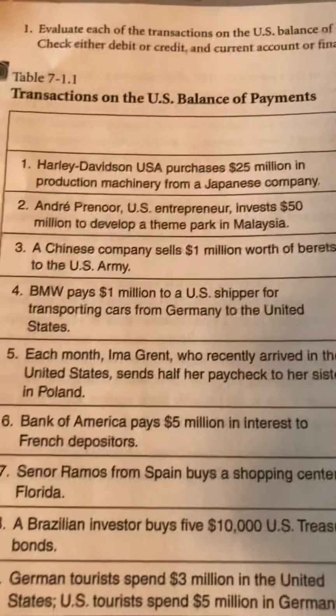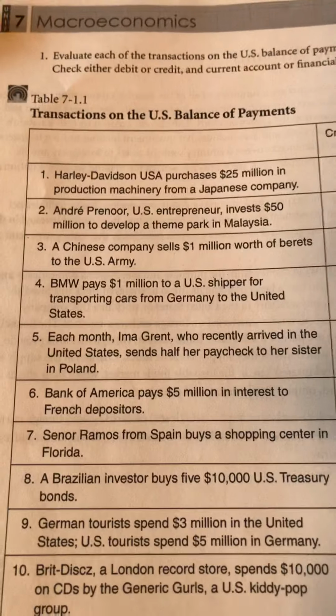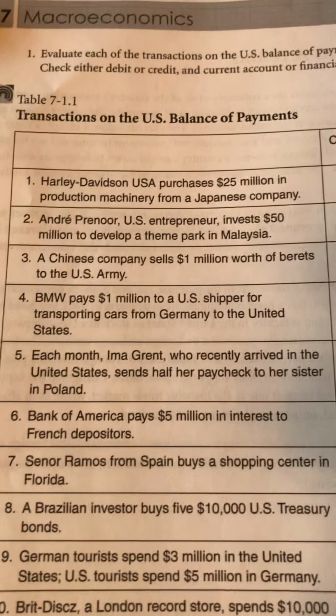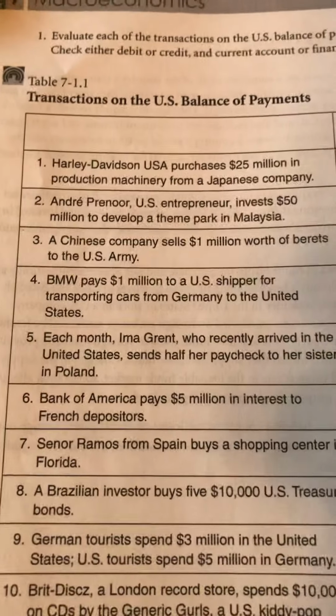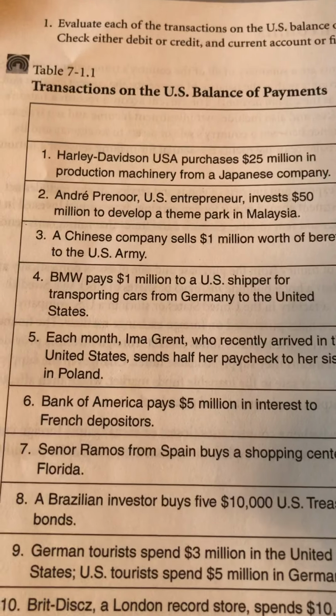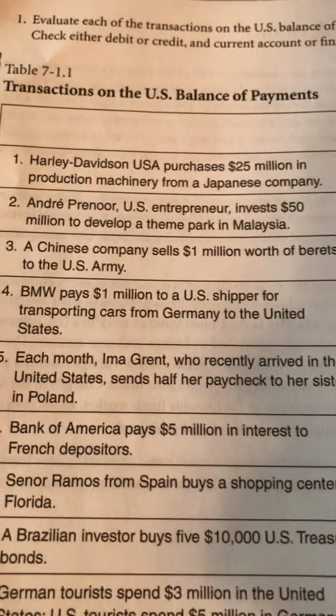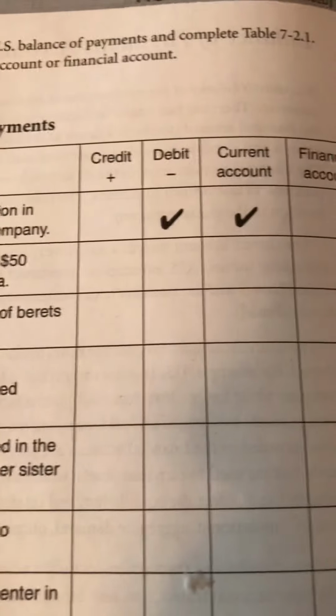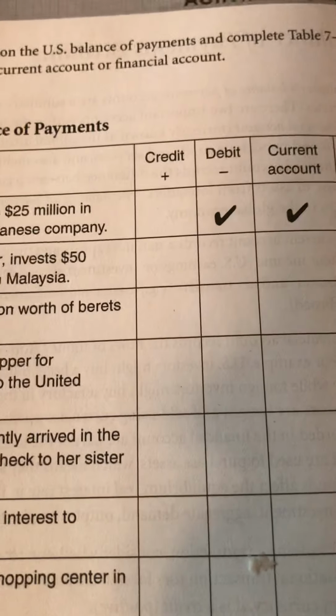Number 6, let's hear from Asia Harris. The Bank of America pays $5 million in interest to French depositors. Again, that falls in the current account, and that would be money flowing out of the United States and going to France, so that would be a debit.